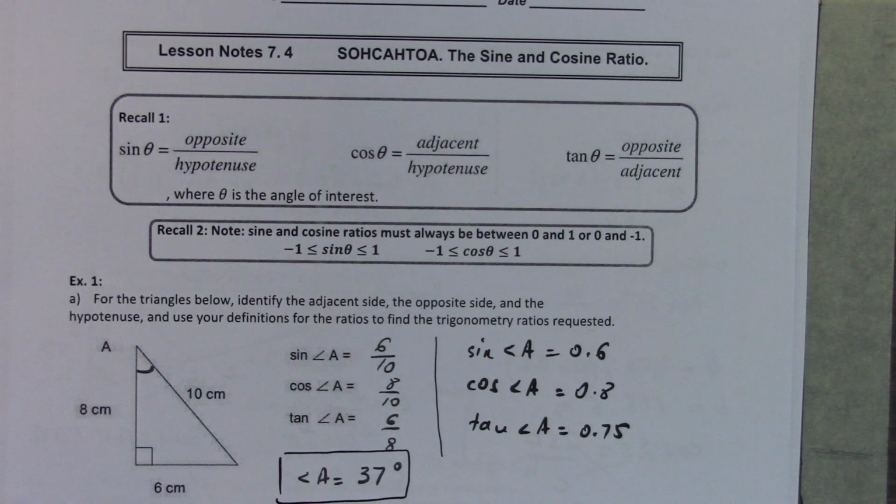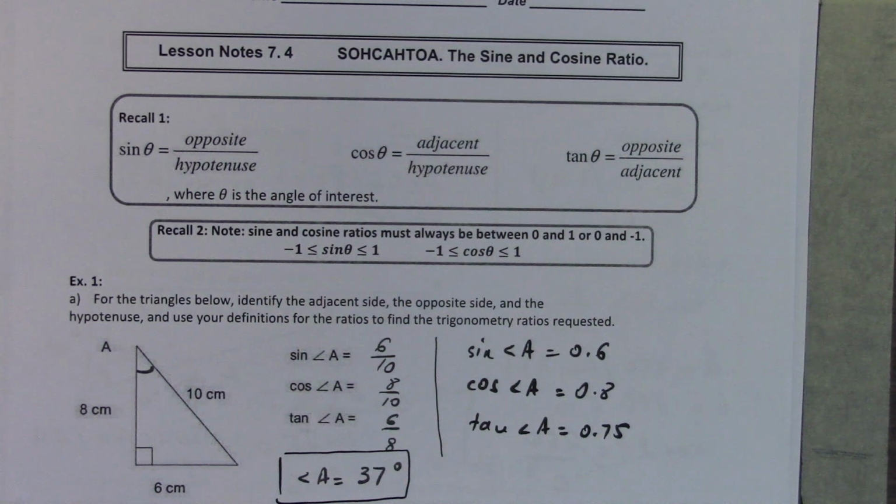The sine ratio is the opposite over the hypotenuse. The cosine ratio is the adjacent over the hypotenuse. And the tan ratio is the opposite over the adjacent side. Okay, knowing that, you should know that sine theta can never be greater than 1. Why is that? Because the opposite side can never be greater than the hypotenuse.